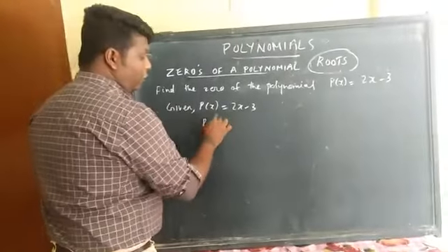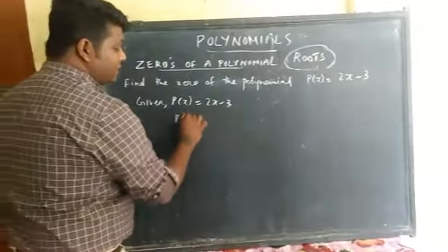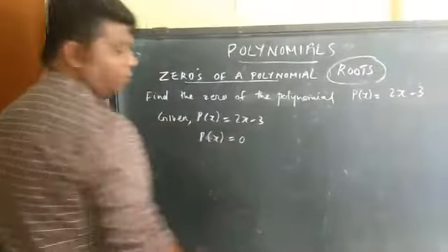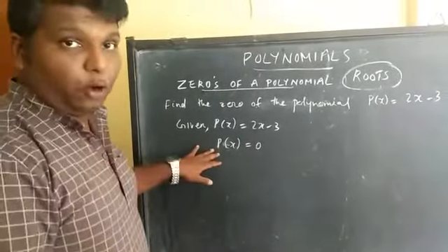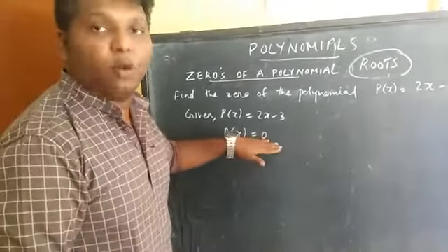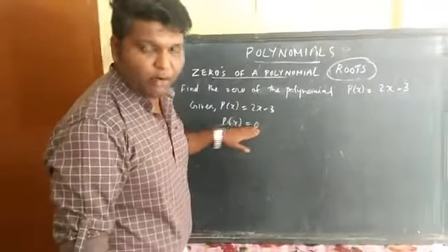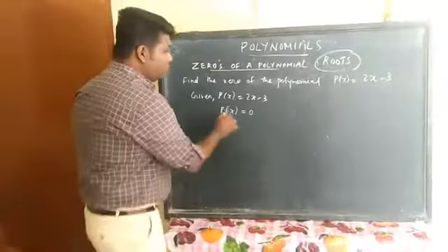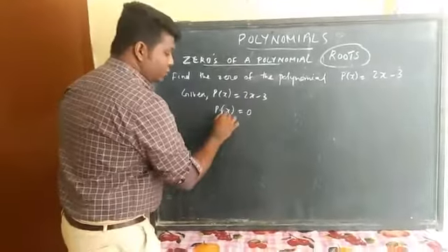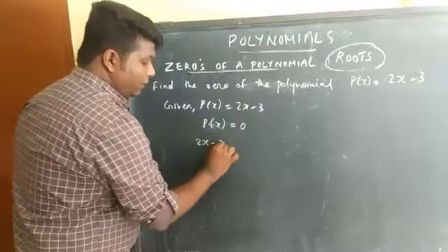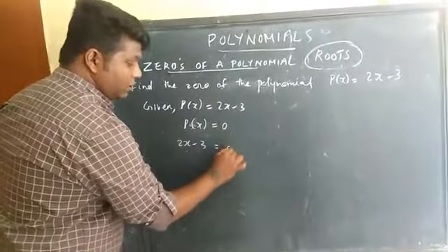Now to find the 0 of the polynomial, p of x is equal to 0. To find the 0 of the polynomial, first step ये है, p of x को 0 माना जाएगा. It will be 0. We will equate it to 0. What is your p of x? It is 2x minus 3. So p of x के जगह 2x minus 3 is equal to 0 है ना.